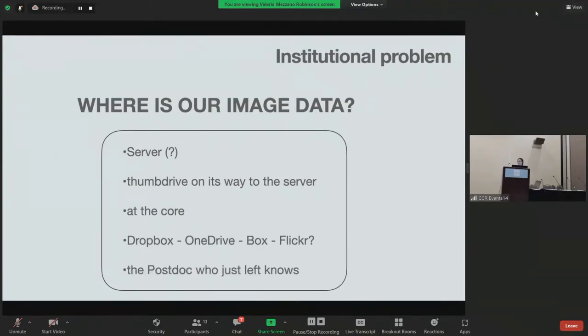It's on a server. Who knows what a server is? I still don't know. A thumb drive on its way to the server, of course. No, it's at the core. What core? It's on Dropbox. Is it on Flickr? Oh, no, we're good. The postdoc who just left knows where it is, so we can contact them and see. So these are typical questions that I guess everybody has.